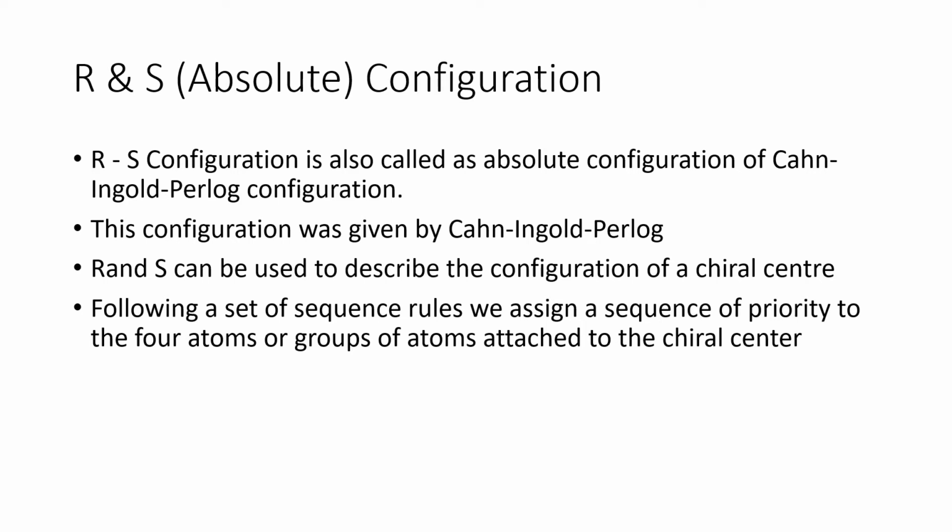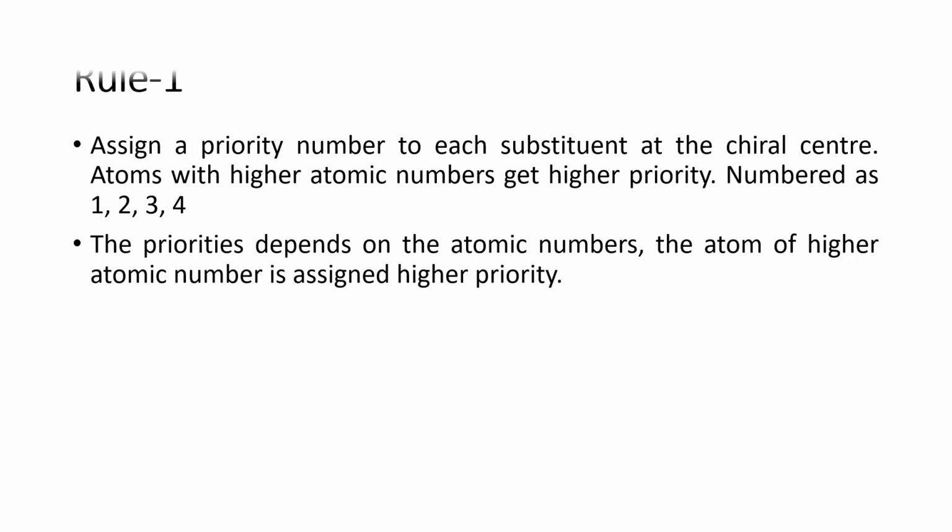So now let us start with rule number 1. Rule number 1 states that the stereogenic center or chiral center having 4 different atoms are numbered according to the priority order as 1, 2, 3 and 4. So that means the chiral center substituents should be numbered with the priority order. This priority order depends on the atomic number of the atom.